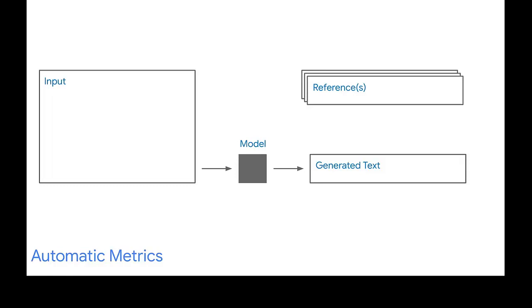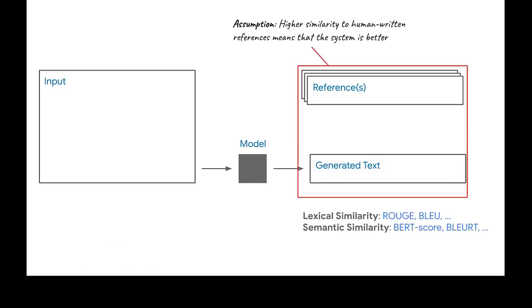Now, the most traditional metrics that we can come up with and that people have been using for a long time, basically since the beginning of this corpus-based NLP, where we're using machine learning to generate text, is that we simply compare the references to the generated text. The assumption that we're making here is that a higher similarity score between the human written references and the generated text means that the system is better or more human-like.